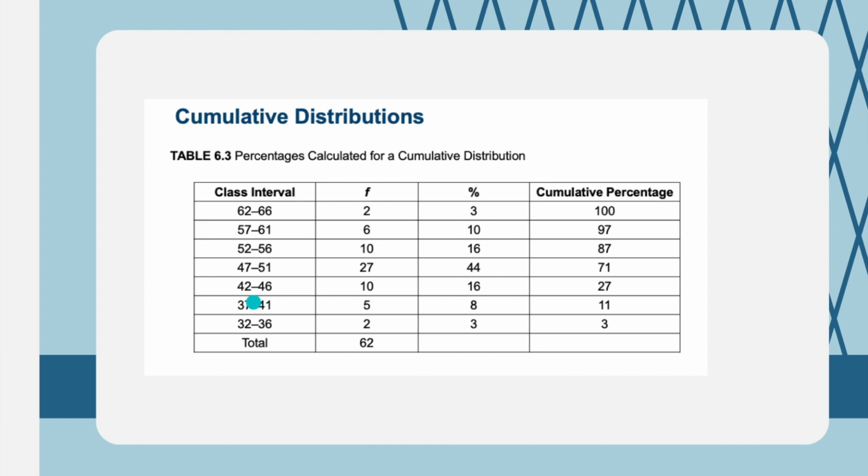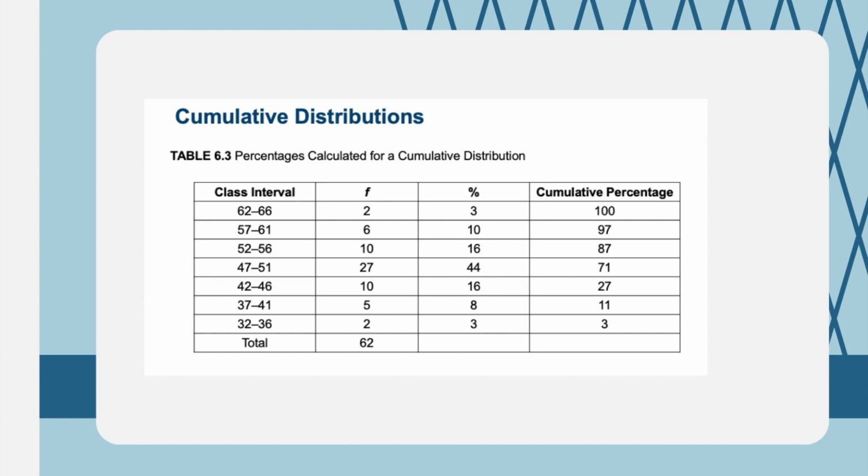So now we're going to move on up. In the 37 to 41 range, we had 5 students, which ended up being a percentage of 8. So we add the 3% here from the cumulative percentage to the 8, which equals a cumulative percentage of 11. And as we keep moving up here, we have 16%, so we add the 11 to the 16, and it's 27. And as we keep adding them up, we come up with a cumulative percentage, which is always going to be 100. So that's saying that all of our students scored between 66 all the way down to 32.